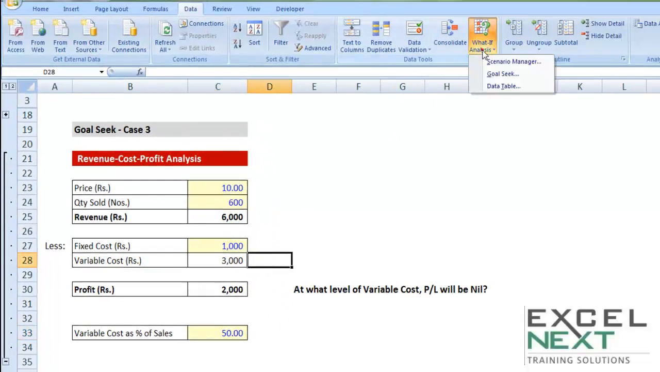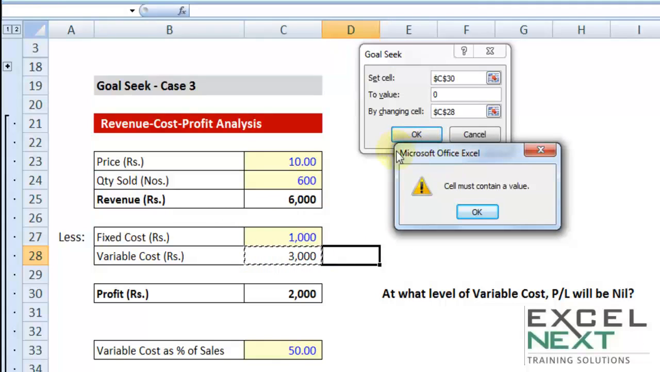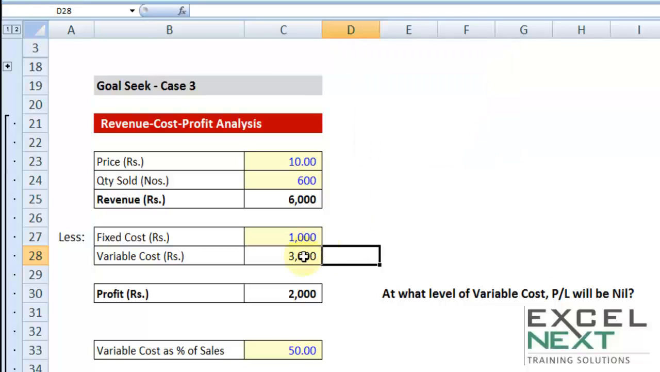So let me again take the help of goal seek. The goal cell is the same, set the goal cell to a value of 0. But now the question arises, what is it that you must change under the heading by changing cell? Should it be variable cost, the one which is blinking? If I do that, notice I get an option saying cell must contain a value. Now why would that be? That is because you tried to change a cell which contained only a formula, no hard-coded numbers. So it's based on a formula. Now Excel's goal seek cannot change a cell which contains a formula.